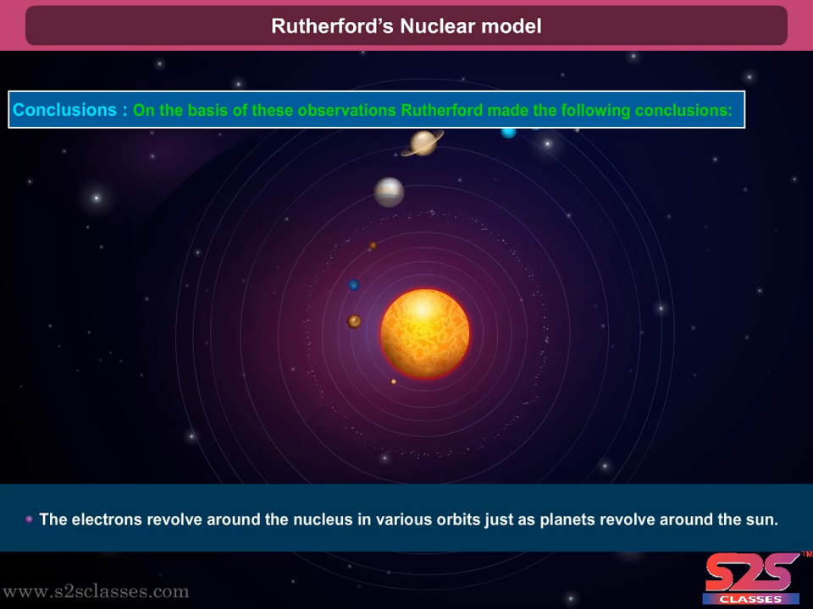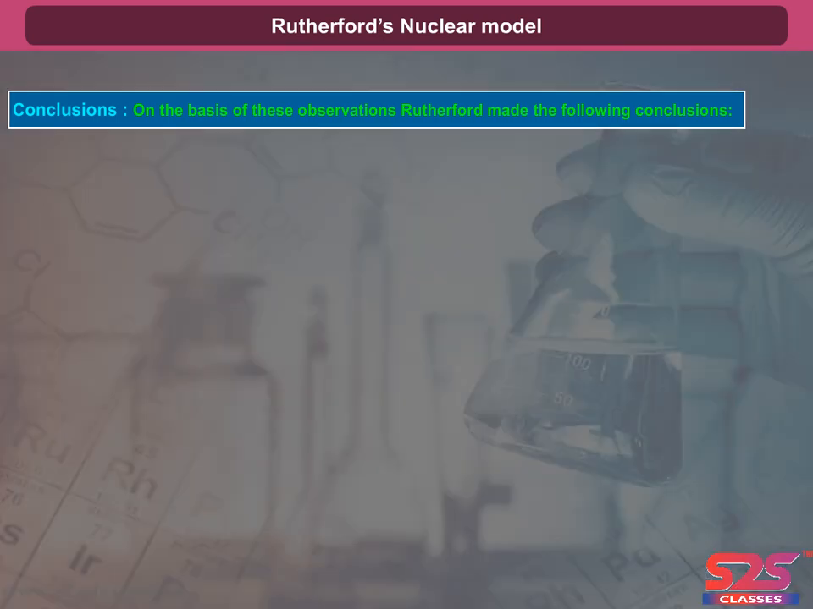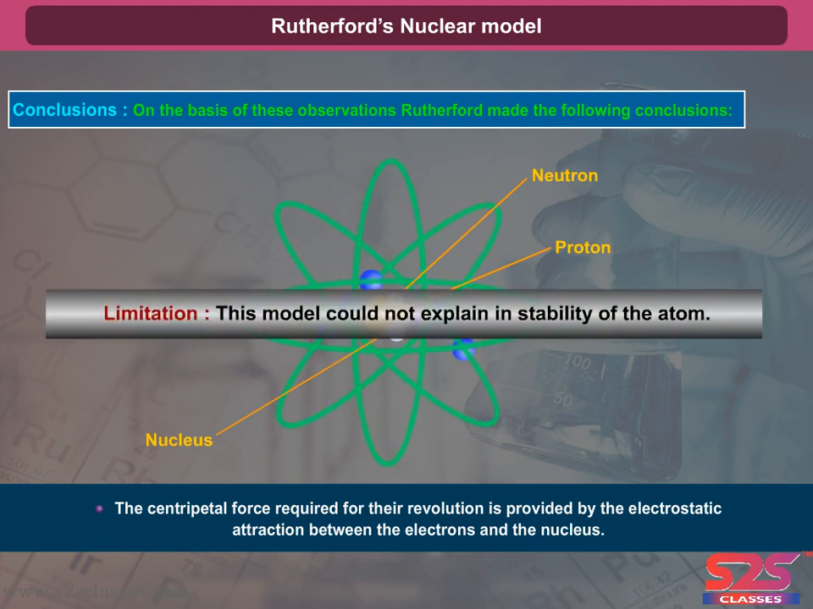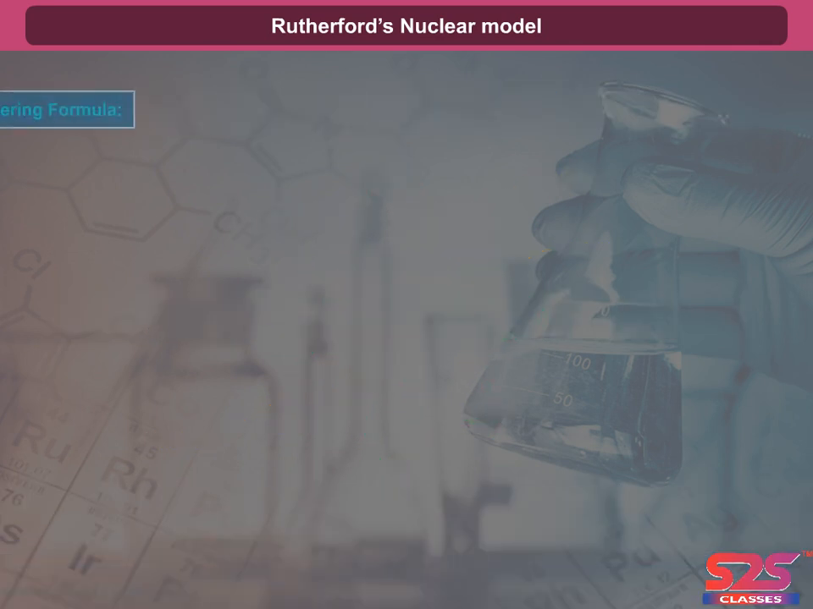The electrons revolve around the nucleus in various orbits just as planets revolve around the sun. The centripetal force required for their revolution is provided by the electrostatic attraction between the electrons and the nucleus. Limitation. This model could not explain instability of the atom.